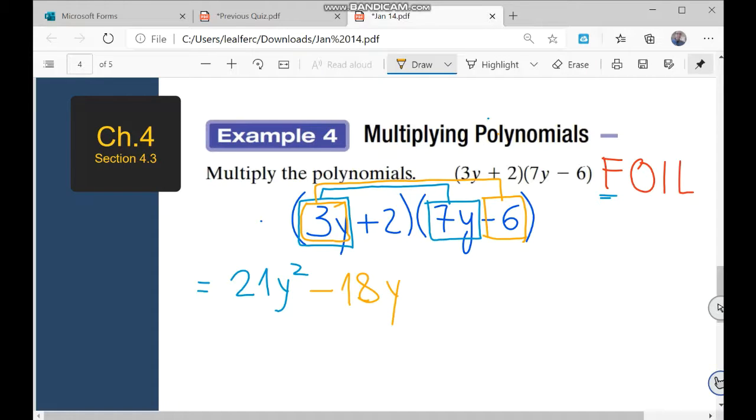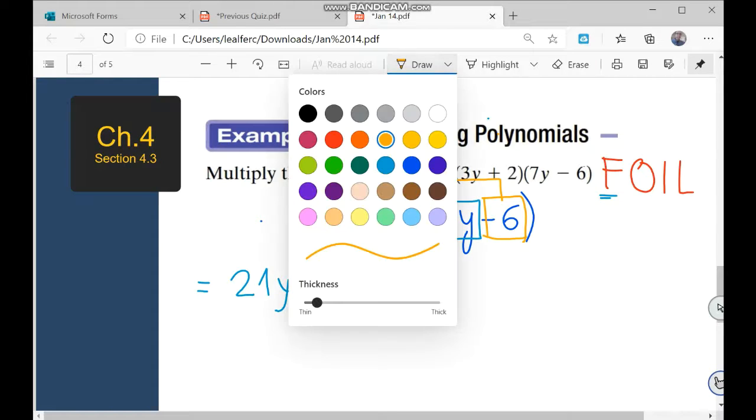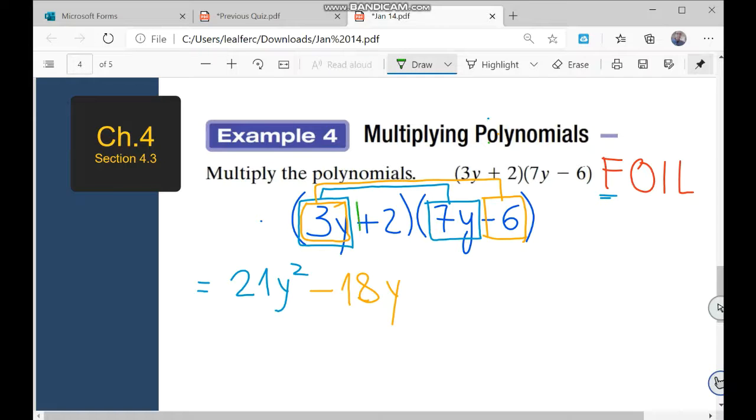Next one, inner. Check which ones are the inner. Inner is this one. Positive 2 and 7y. Those are inner terms. Positive 2 times 7, positive 14y.